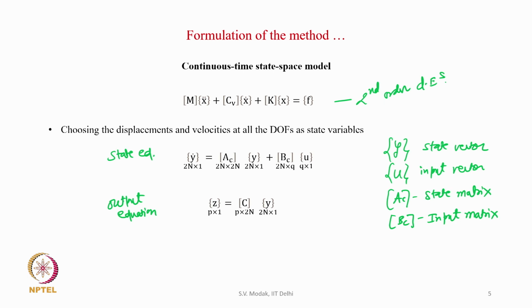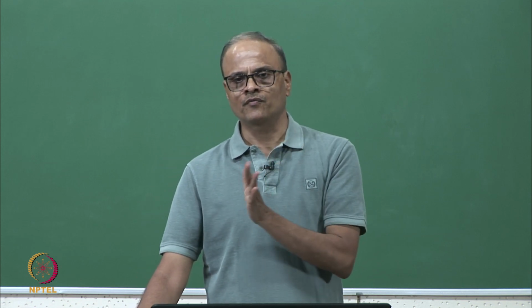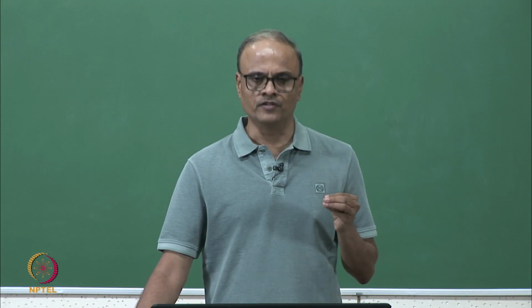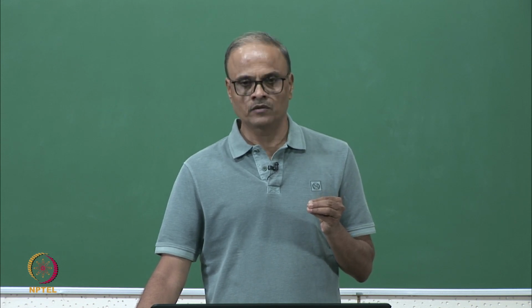In this output equation, Z is the output vector, right, and C is the output matrix, okay, and then there are outputs corresponding to p number of degrees of freedom, right, that is why its order is p by 1. So, therefore, this state space model connects the inputs applied at q degrees of freedom, right, with the outputs at p degrees of freedom, okay, through state vector.